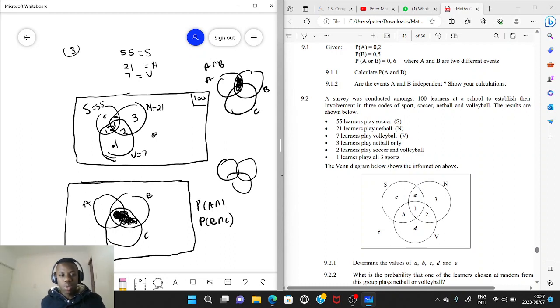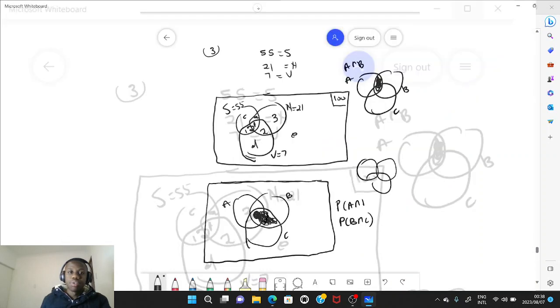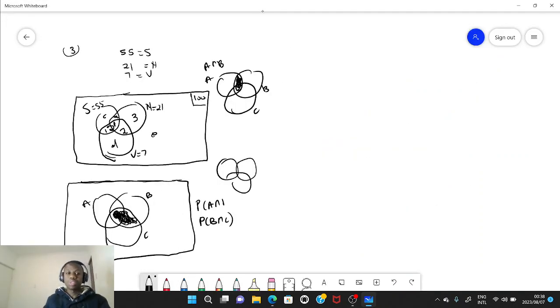Now here's the question, question 2.1. Note that we were not asked to draw a Venn diagram, but we have drawn our own diagram for us to be able to answer the question. The first question was to determine the values of A, B, C, D, and E. So we have to determine those values, right? I'm just going to make it full screen so we can get some space.